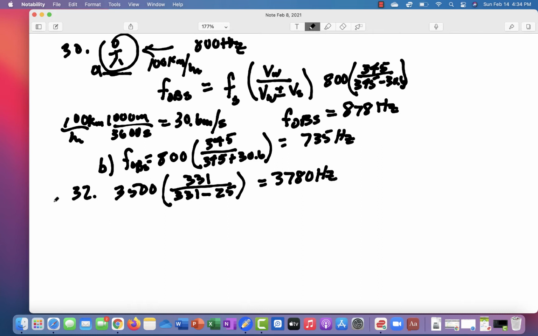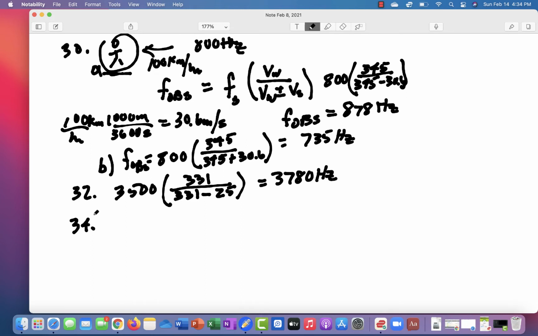Number 34 states that you have a commuter train that blows a 200 hertz horn as it approaches a crossing. The speed of sound is 335. An observer waiting at the crossing receives a frequency of 208. What is the speed of the train?